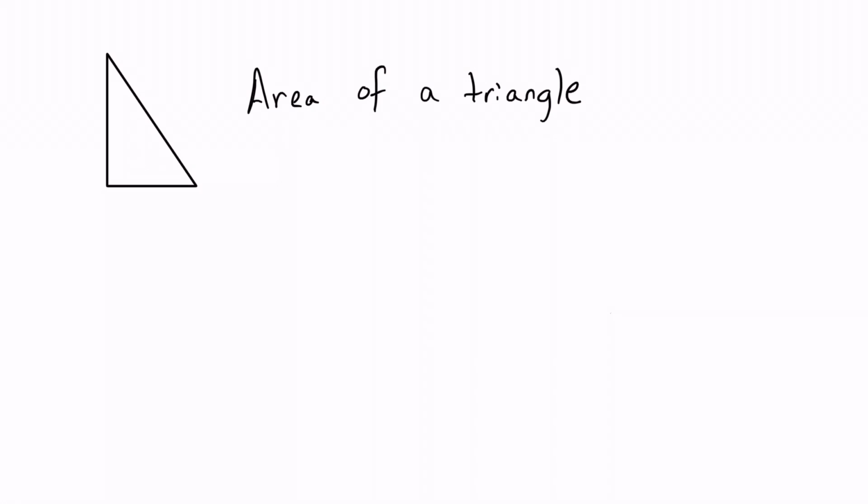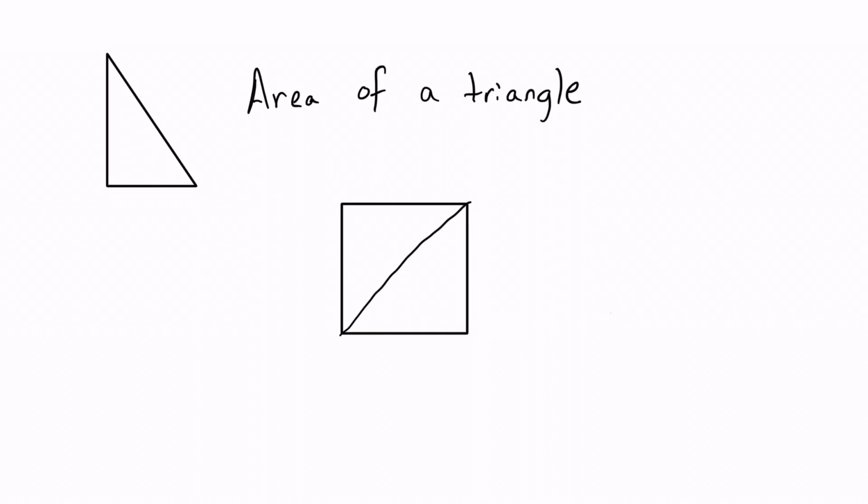Hello and welcome. Today we will be discussing the area of a triangle. Now triangles are very similar to squares and rectangles in the sense that they're essentially half of a square. If we cut a square or rectangle in half, we can see it makes two triangles.